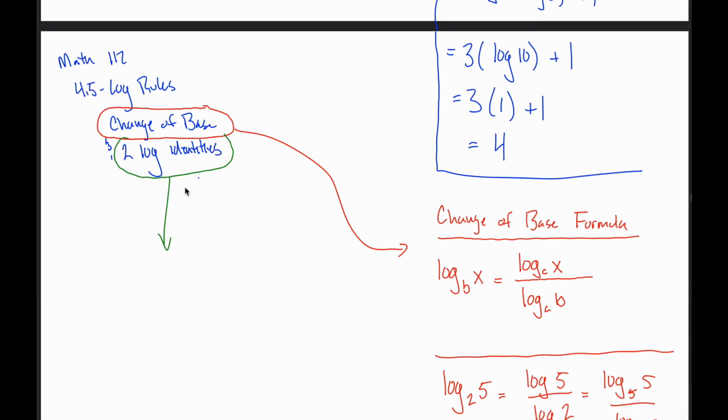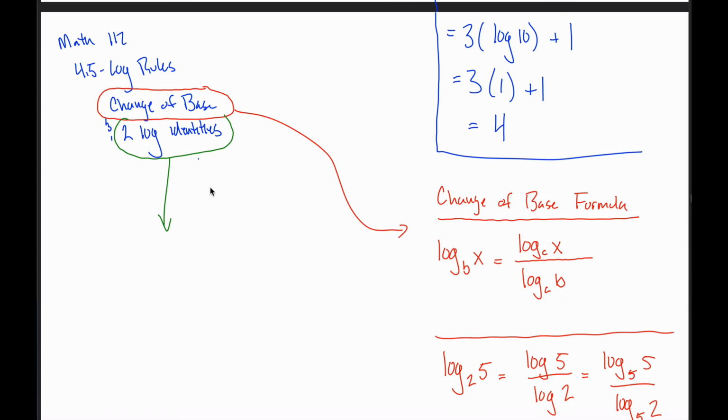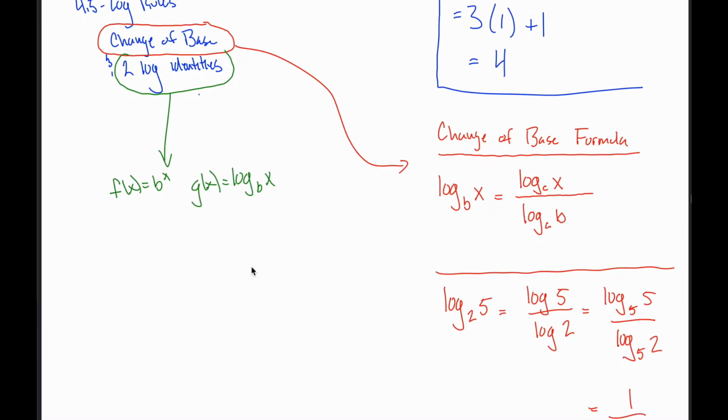Before I end this video, I want to show you two log identities that'll end up being useful, and they come from the fact that f of x equals b to the x power and g of x equals the log base b of x are inverse functions of each other, right? This is how we defined these log functions. We saw this earlier when we were talking about the graphs. These two guys are inverse functions of each other.